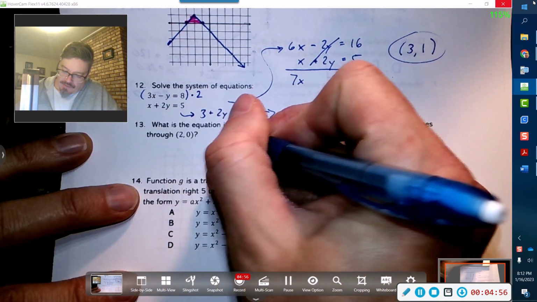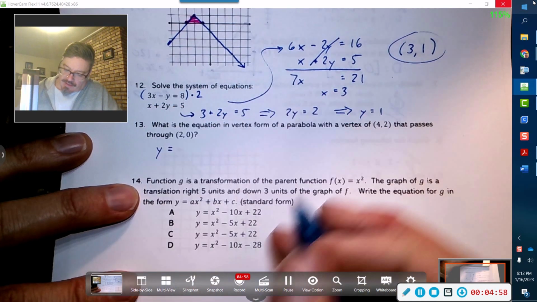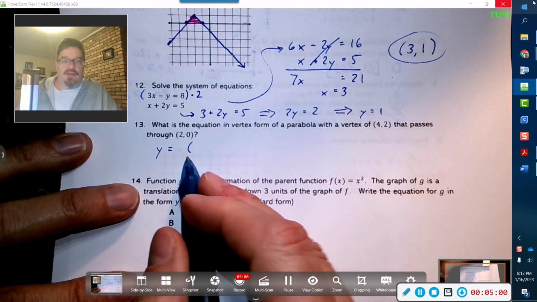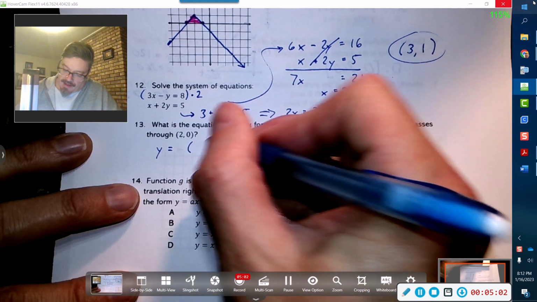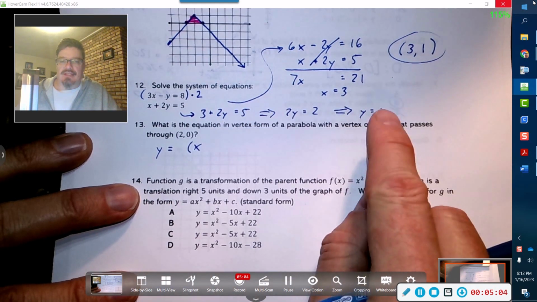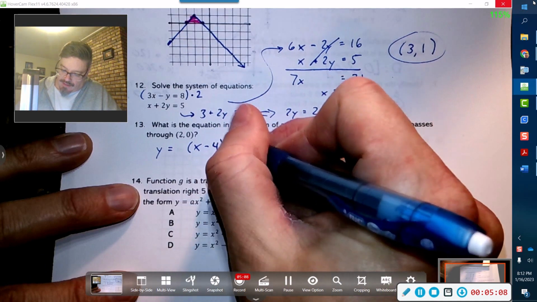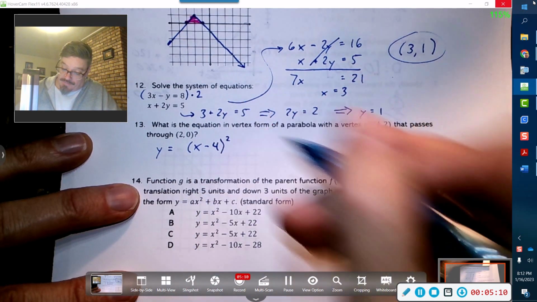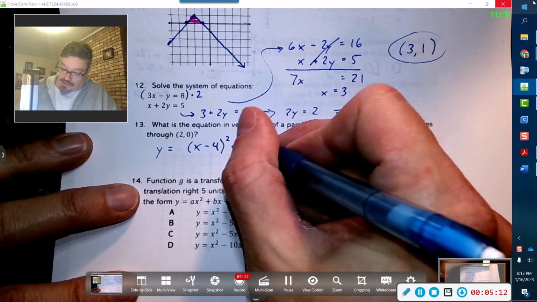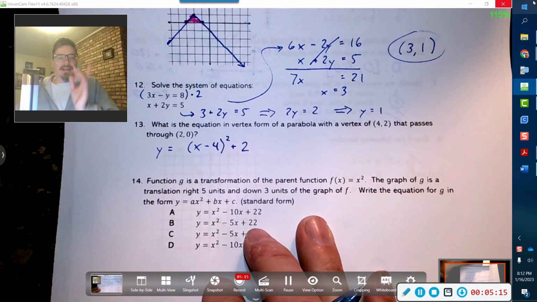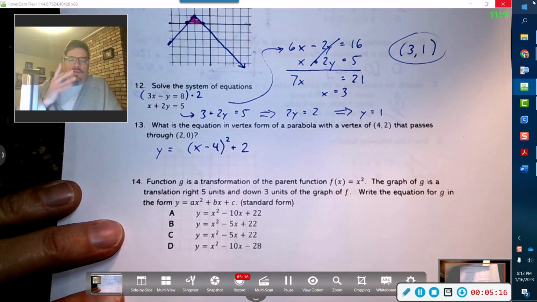Alright, two-thirds of the equation is going to look like this. I'm going to leave a space here, and there's a reason for that. I know that the vertex is to the right 4 and up 2. So to the right 4 would look like this, and it's a parabola, so I have to have a square. And I'm going to go up 2. Now I was more than two-thirds of the equation done.